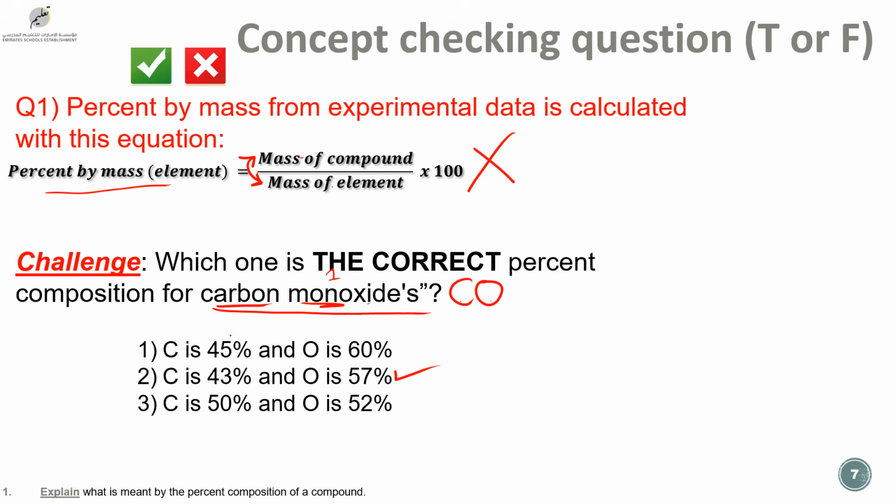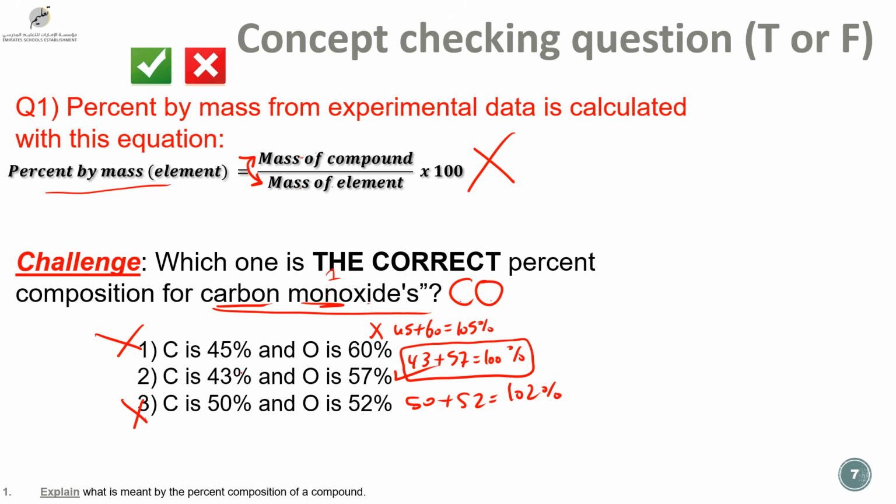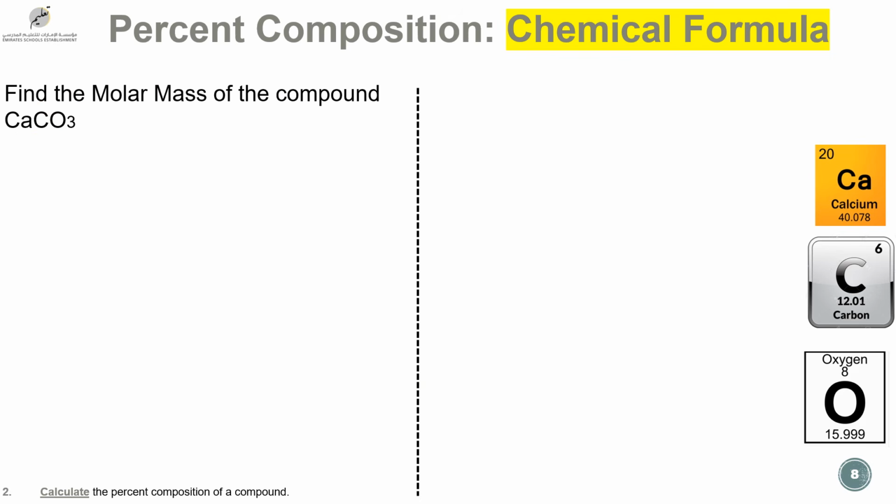Why? Because when you add 45 plus 60, it will be 105%. If you add 43 plus 57, it will be 100%. If you add 50 plus 52, it will give you 102%. So the sum should always be 100%. This one is wrong, and this one is wrong. And our correct answer is number 2. Alright, so that was the first section of part 1.